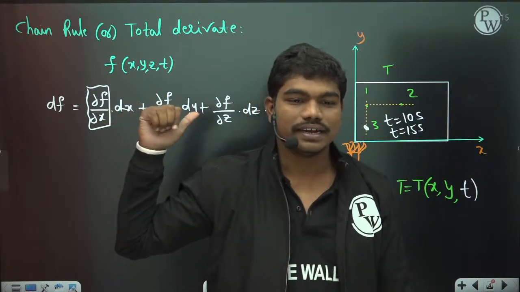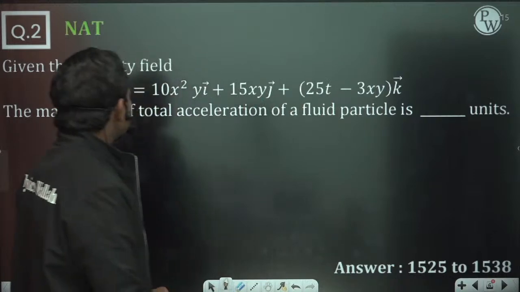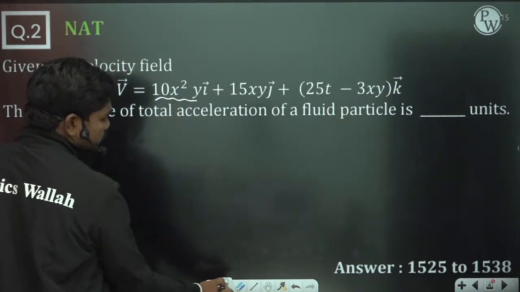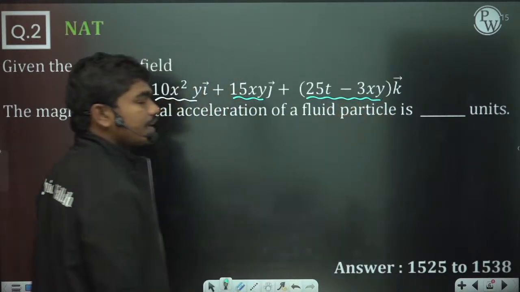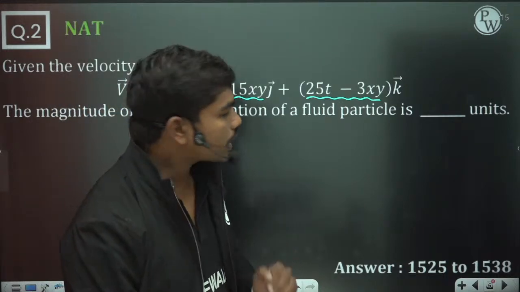Okay, fine, definitely. So good, let's go for the next question quickly. So this is the case. Given the velocity field V bar equal to 10x squared i bar, 15x j bar, and (25t minus 3x) k bar. Look, we all know how to calculate the acceleration, correct? Look, how to calculate the acceleration.